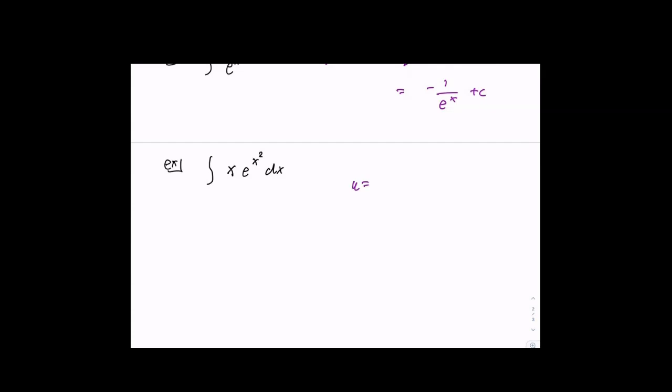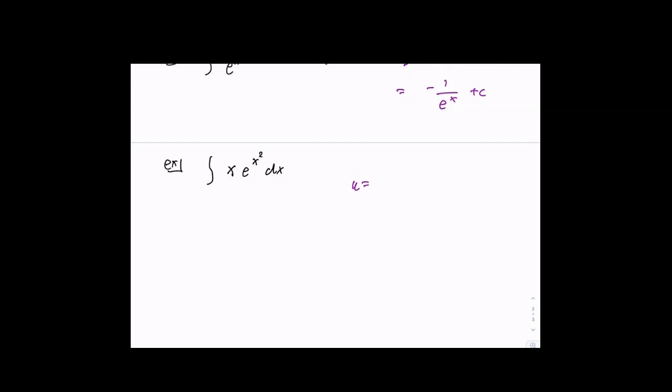E? Nope. It cannot be e, because the derivative of e would be e. There's only one e in this problem. So the u cannot be e to anything. It has to be x? No. Yeah, there you go.